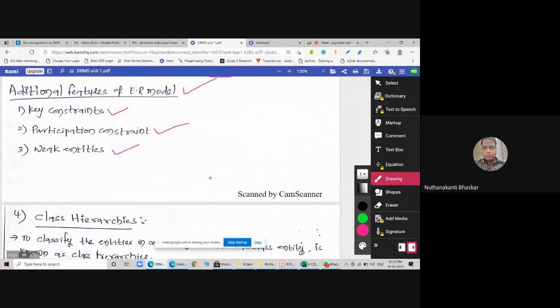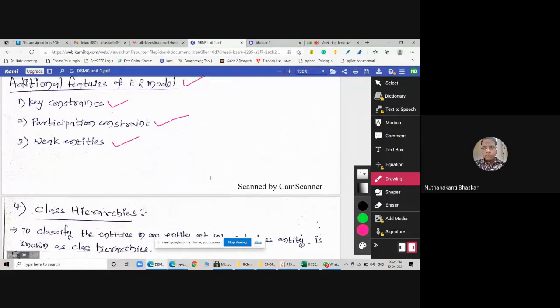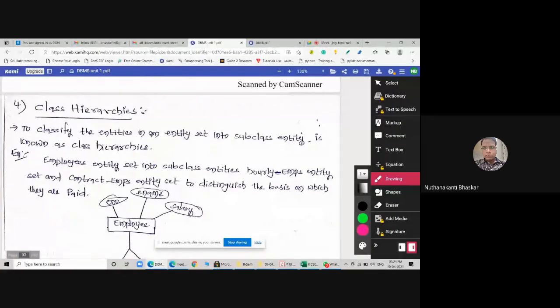Clear? Yes, sir. The fourth one we are not discussing. We are going to discuss class hierarchy now. Very simple way we can represent class hierarchy. Don't get any confusion. You know all the class, object oriented programming. You know the inheritance mechanism. What is the meaning of inheritance? Can any one of you tell? Same thing will work here.